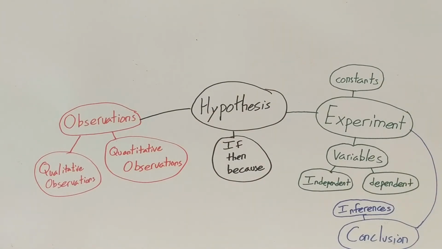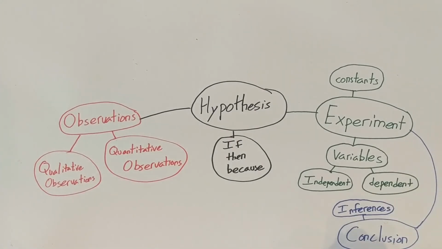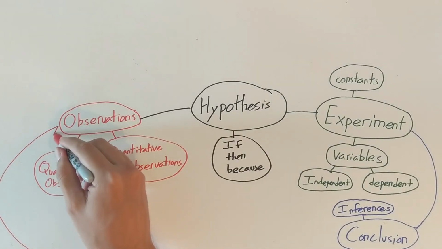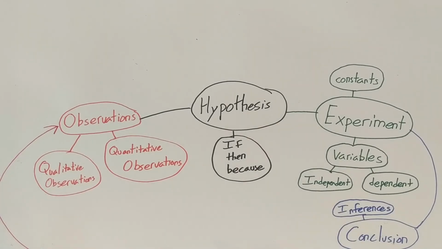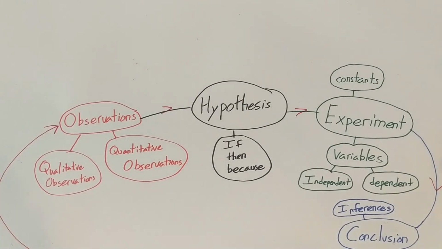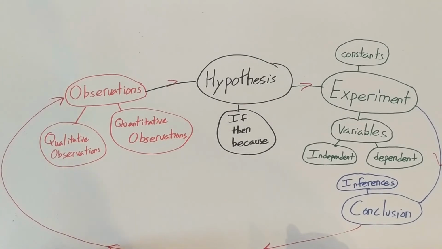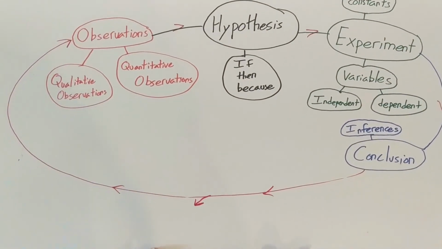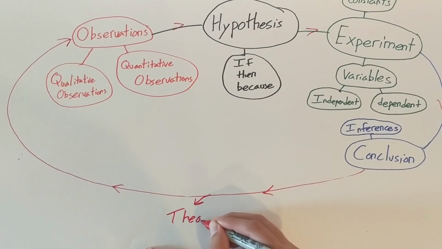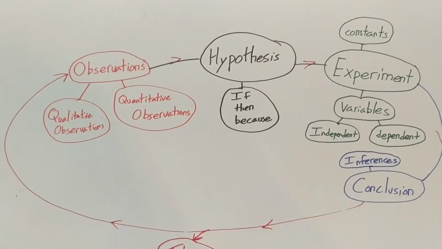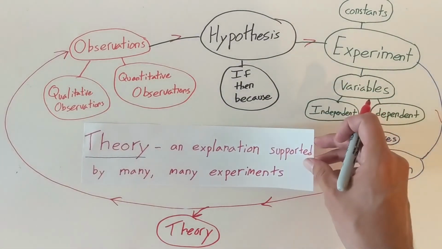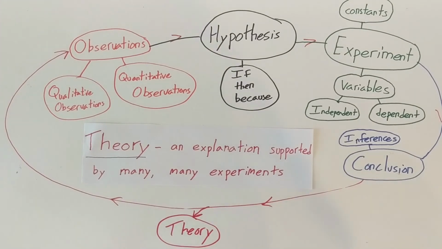And if we do that many, many times, science needs to be repeatable. So let's say that someone else wants to do our same experiment to see if they get the same results, and they should, theoretically. And that happens many, many times, and we decide that this experiment or this idea that we're testing is always true no matter where you are, it's always repeatable, and it's been confirmed by many, many experiments, we can then create a scientific theory. So this would be the definition of a theory: an explanation supported by many, many experiments.